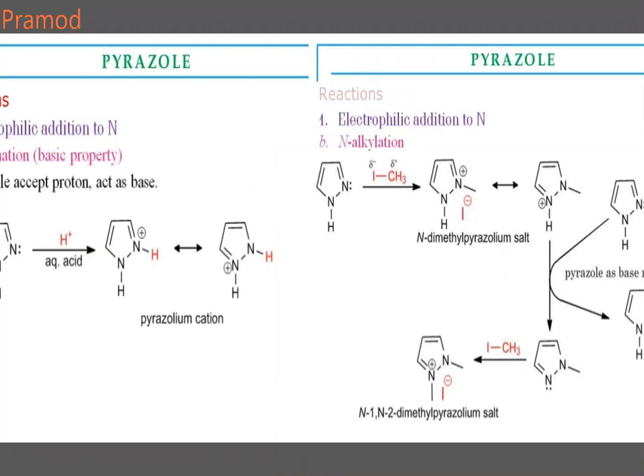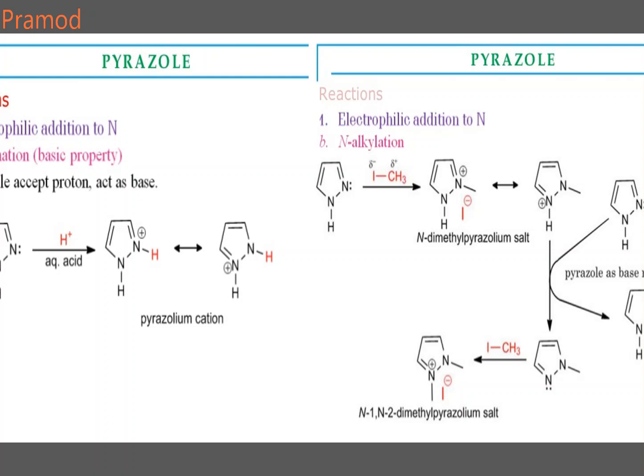Now let's go for the reactions of pyrazole. Electrophilic addition reaction occurs at the nitrogen, yes, because of the lone pair of electrons, it will form a pyrazolium cation. Now, see, since there are two nitrogens, let's see in alkylation what happens. You treat it with this, you get an N-methyl pyrazolium salt. Okay, again, you know there is tautomerism. Pyrazole acts as a base. It removes the proton from your pyrazole and you get an N1, N2 dimethyl pyrazolium salt.